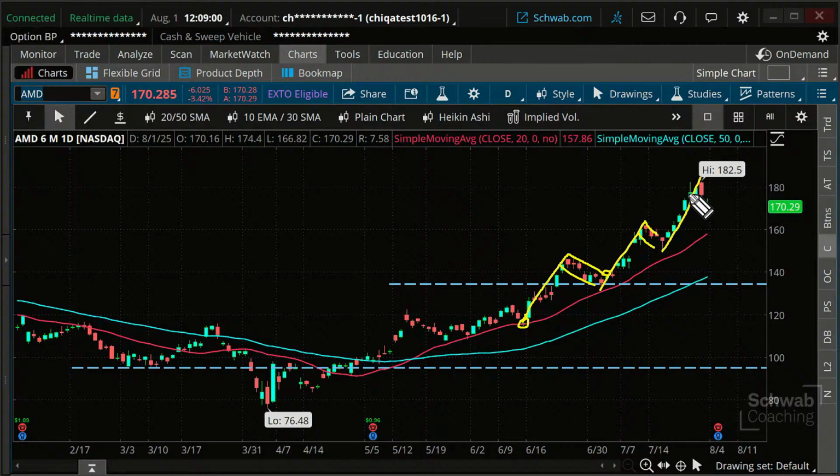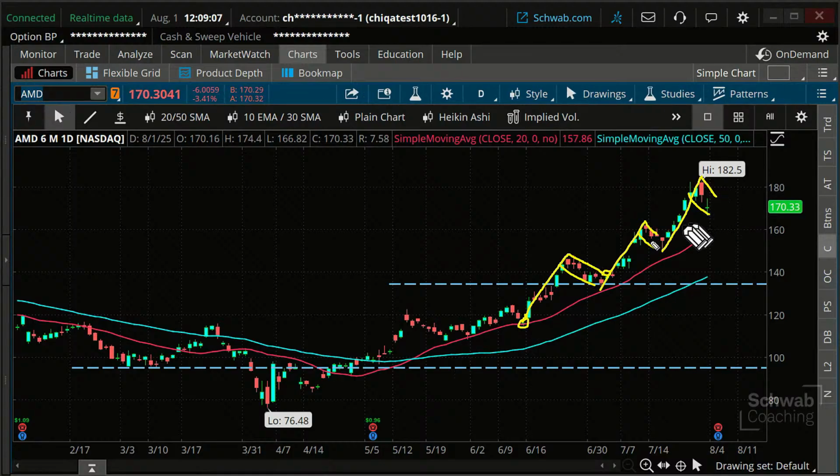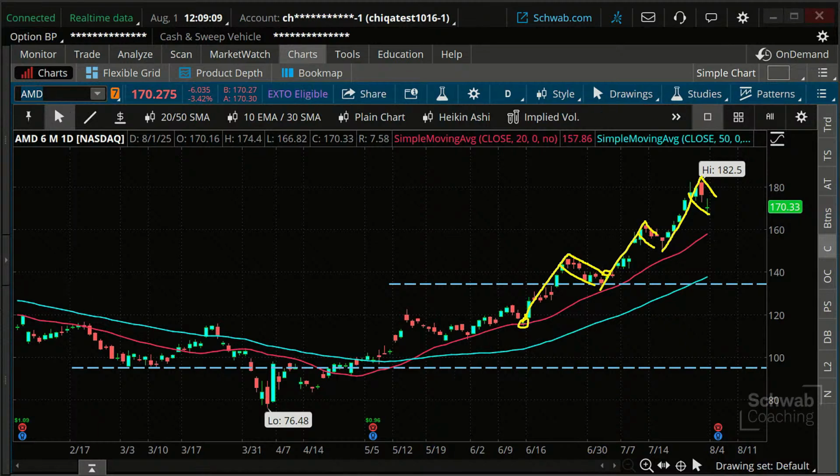Okay, and so we've pulled back. Now, has it broken out yet? No, we haven't broken out yet. And will it? I don't know for sure, of course, but that's what we've done in the past. So that's kind of an example of a bullish flag that you can see on that.